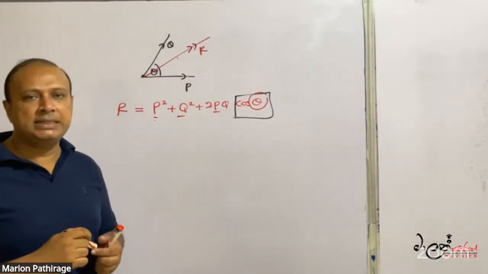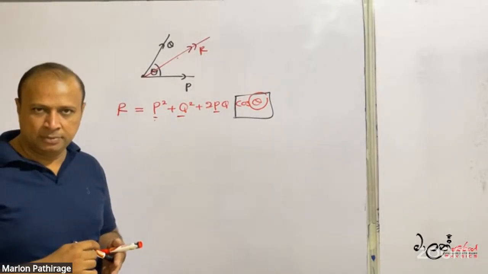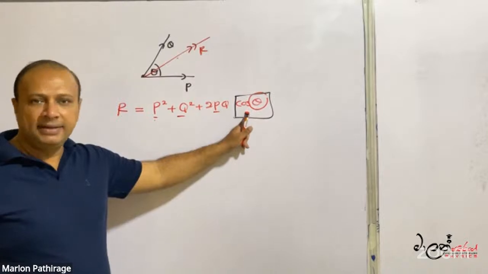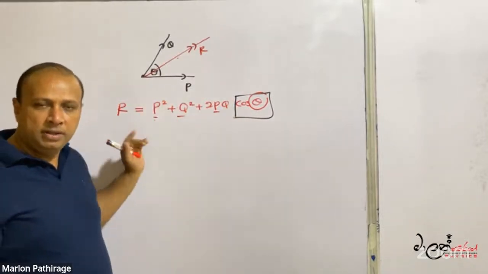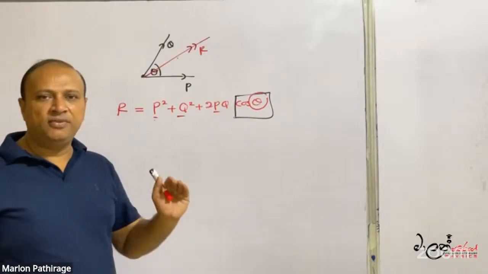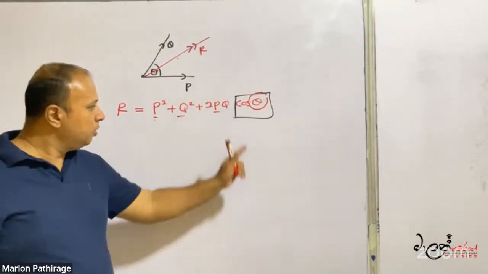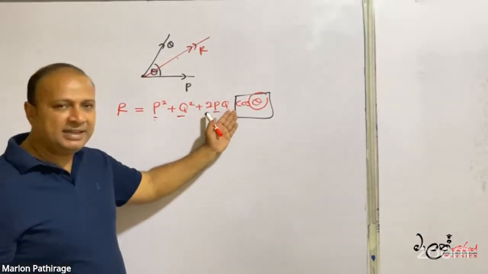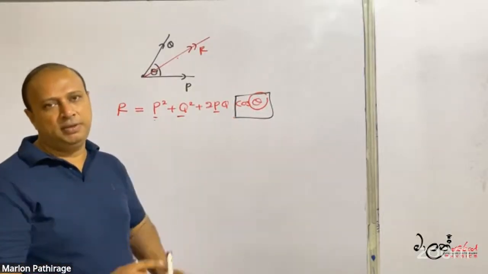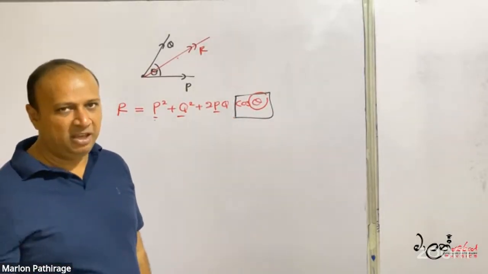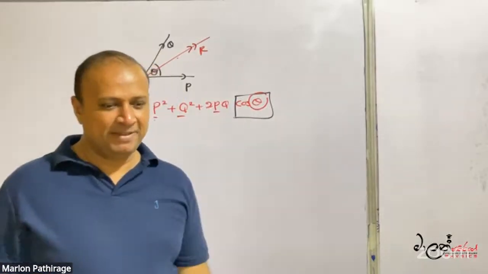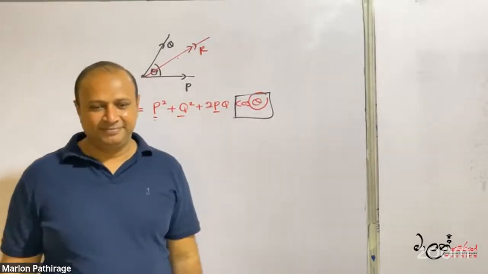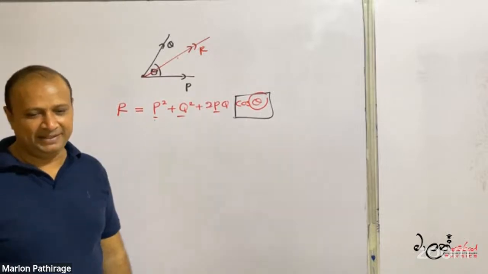Therefore, the maximum resultant force occurs when cos theta is a maximum. The minimum resultant vector occurs when cos theta, not theta, but cos theta, is a minimum. Is that clear? If it is clear, please give me a comment. If it is clear, please raise your hand. Thank you.